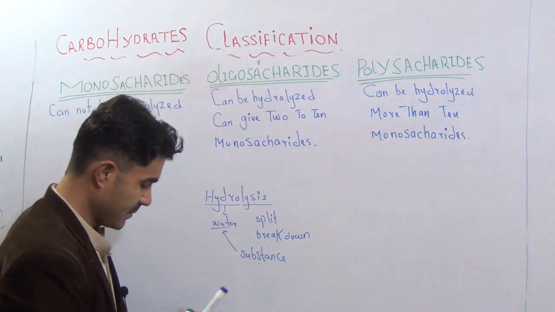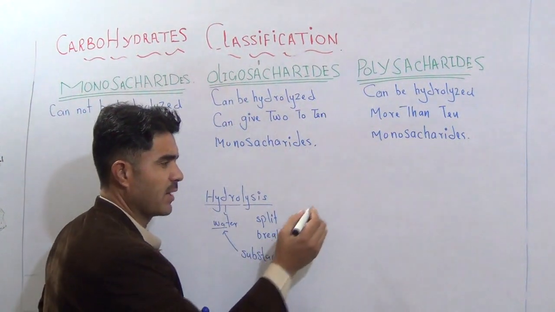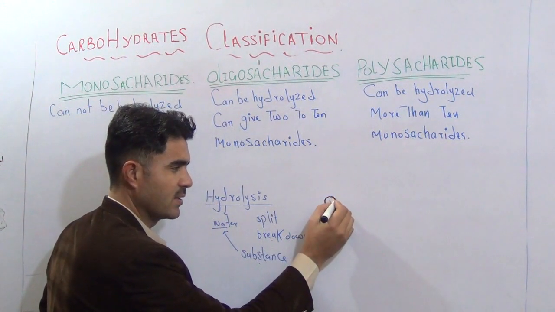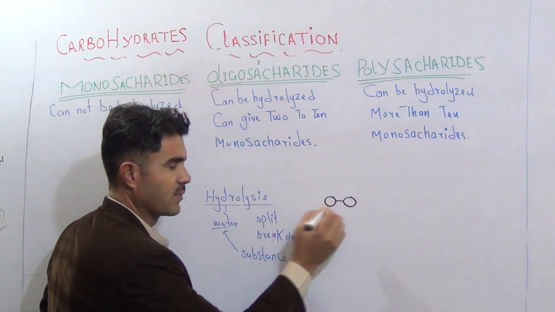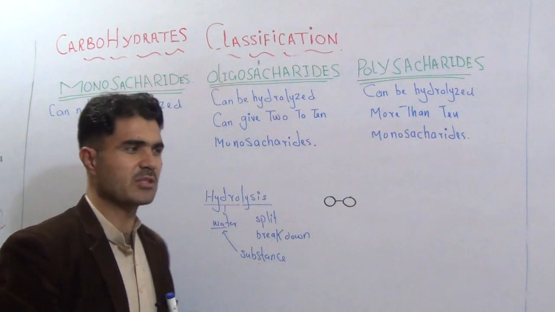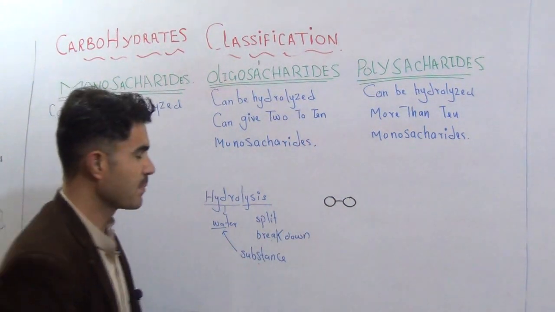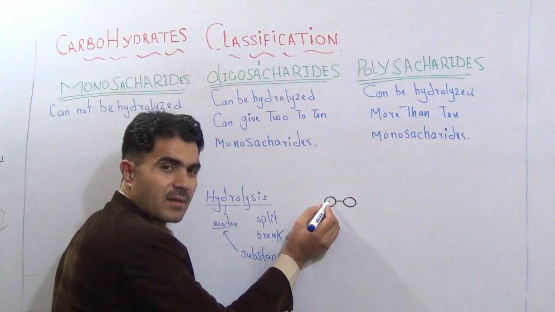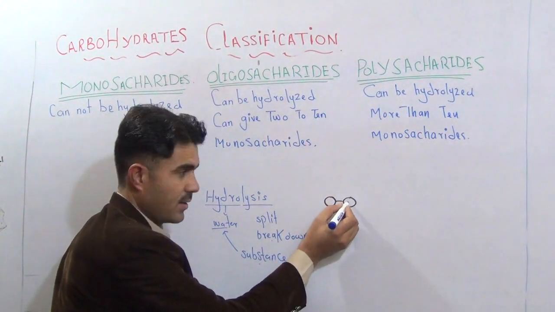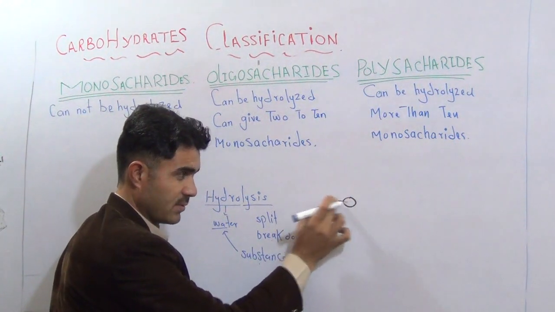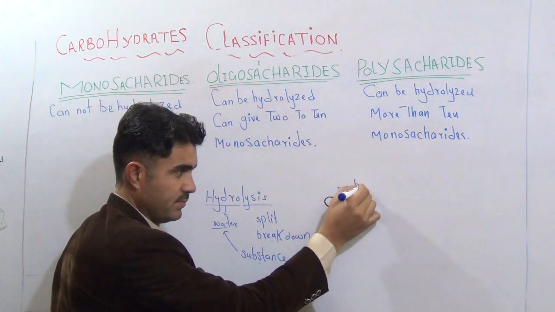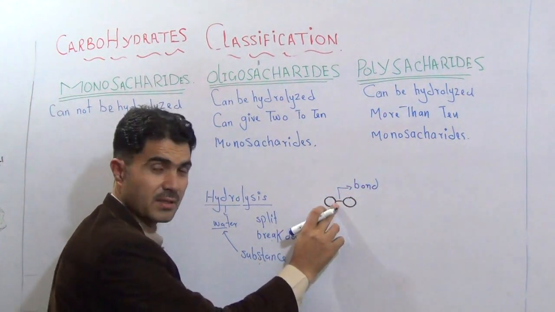Let's suppose here is a molecule. I will write, this is a molecule. I'm just drawing it as 2 circles. Let's suppose this is a molecule. And one circle you can consider is an atom, and this is another atom. So we have 2 atoms, and these 2 atoms are connected by the help of a bond. So this is a bond.